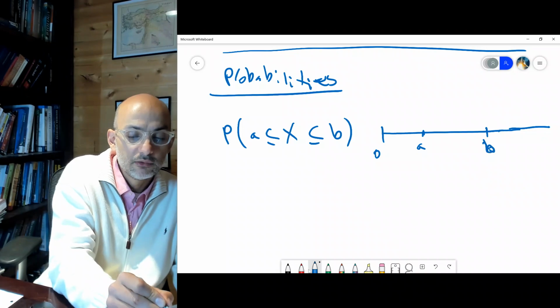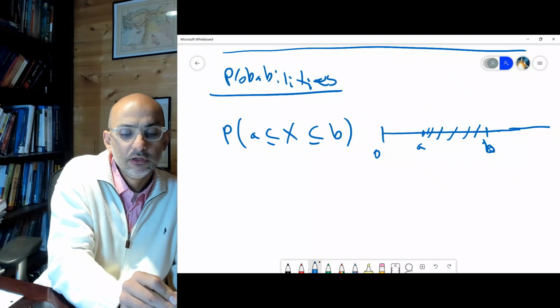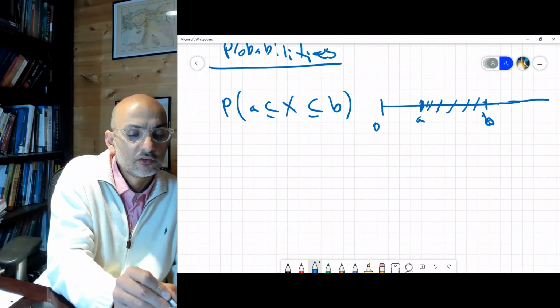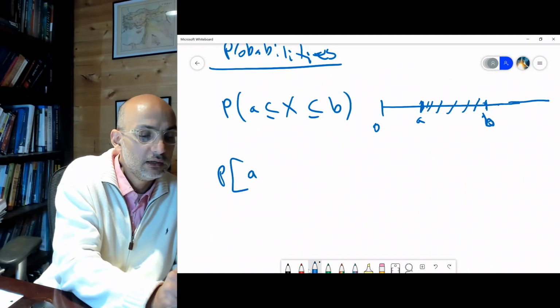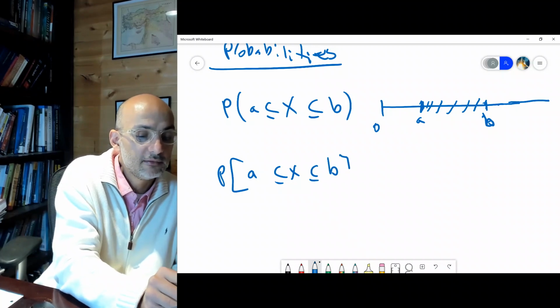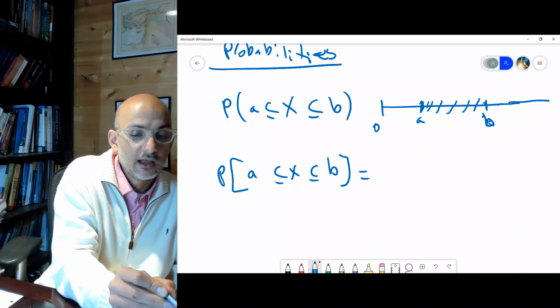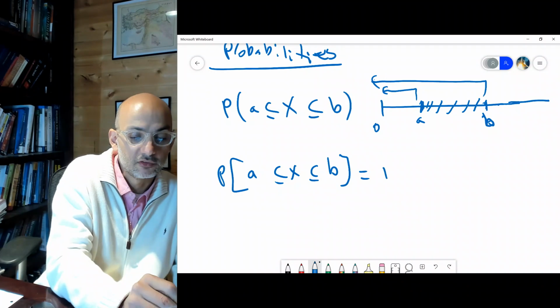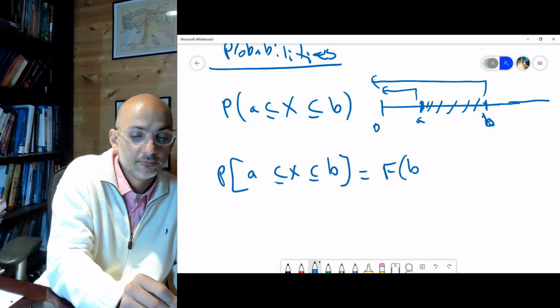So somehow death occurs here. I will use this kind of notation whenever I shade an area. It means that death occurs there, right? So the probability that X, the age of death, is between A and B, you can think of it as mortality happens less than B, and subtract from it mortality happens less than A. So it's F of B minus F of A.